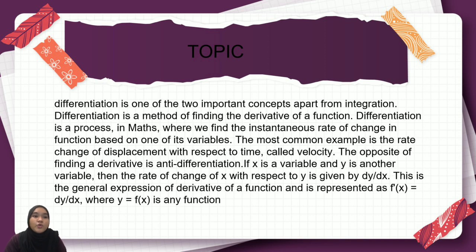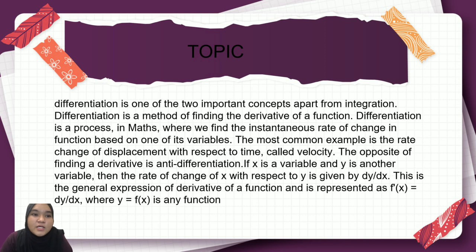The topic we're talking about is differentiation. Differentiation is one of the two important topics apart from integration. Differentiation is a method of finding derivatives of functions. It is a process in math where we find the instantaneous rate of change in a function based on one of its variables. The most common example is the rate of change of displacement with respect to time. We call it velocity. The opposite of finding the derivative is anti-differentiation.